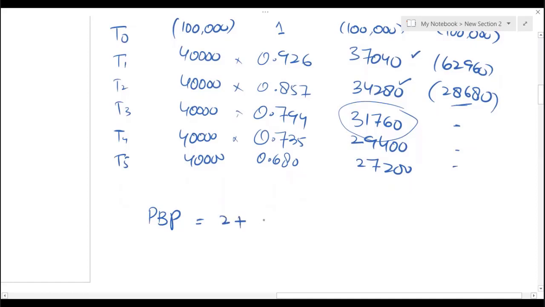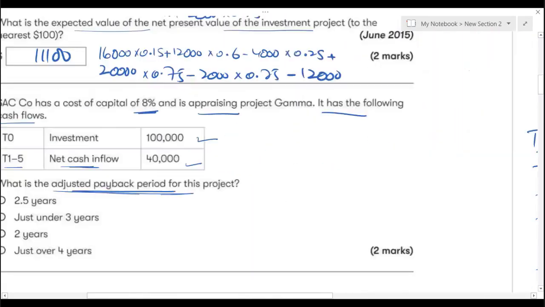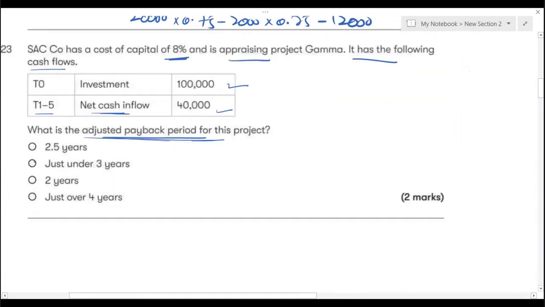It will take 2 years plus 28,680 divided by 31,760. It is coming almost 2.9 years. If you do not get the exact answer, then go to the closest one. Just under 3 years.